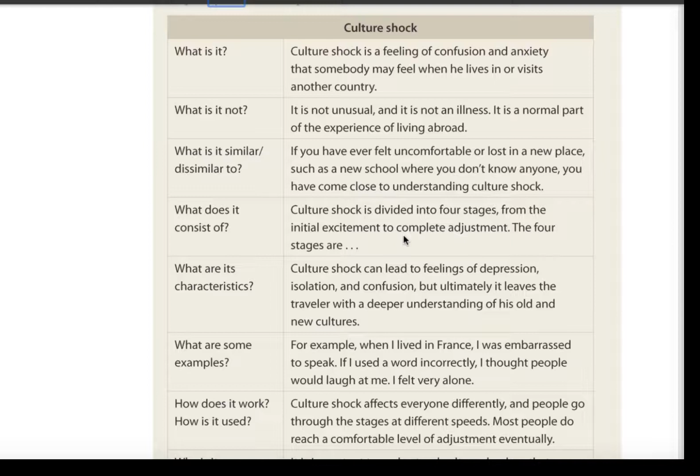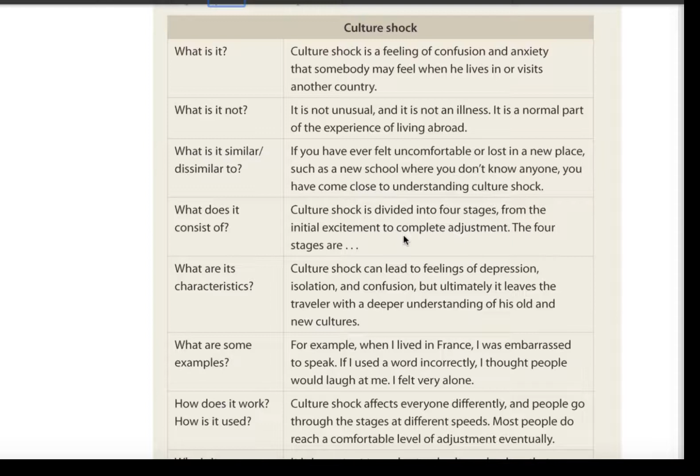The characteristics are almost like the symptoms that you would feel. The symptoms, or the result of these stages, would be depression or isolation or confusion. But ultimately, once you get through all that, the traveler is going to have a deeper understanding of his old and his new culture, because you're going to be making these comparisons of what that feels like.